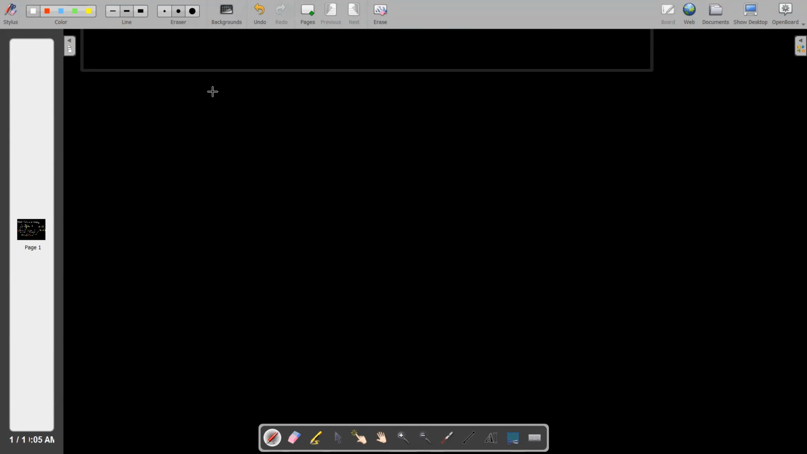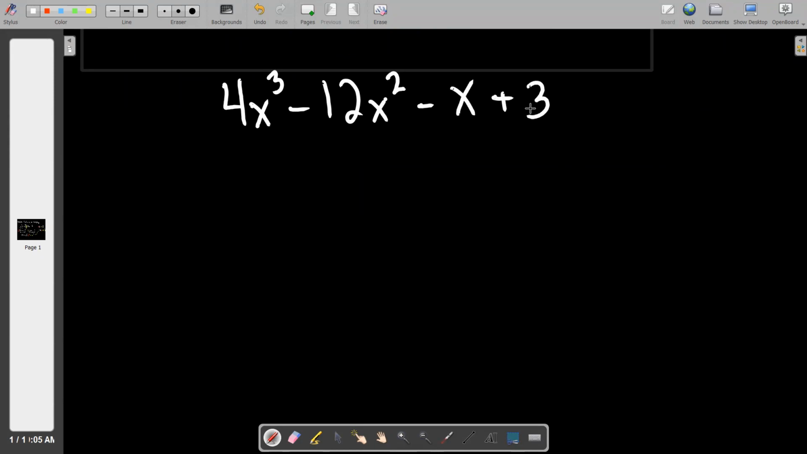Let's do 4x to the third minus 12x squared minus x plus 3. I'm going to label these. So this one, I'll do it first. What's step 1? Before the curtain? Look for a GCF.